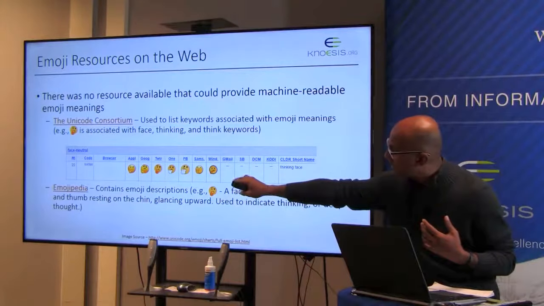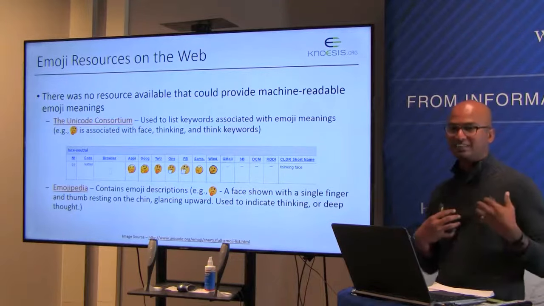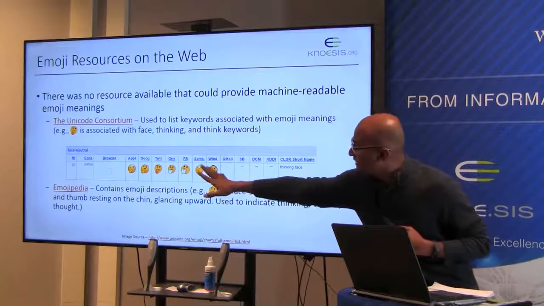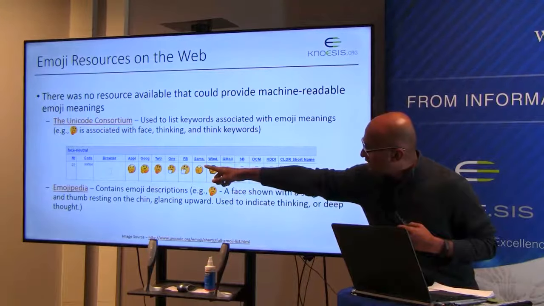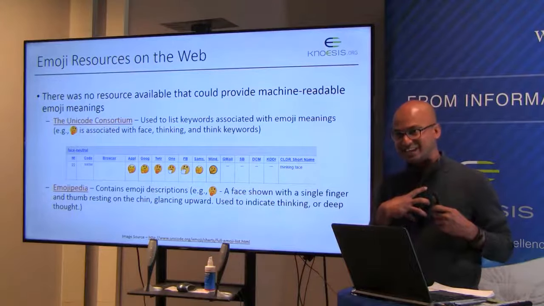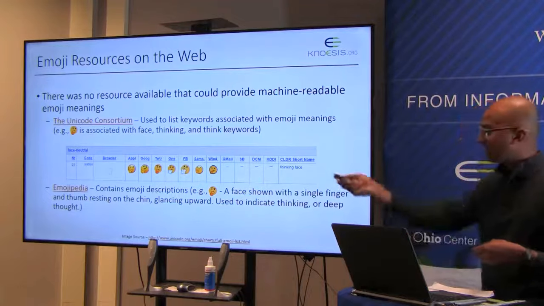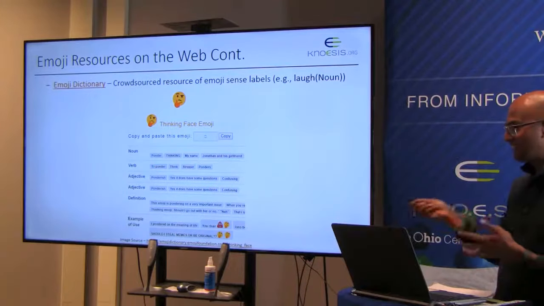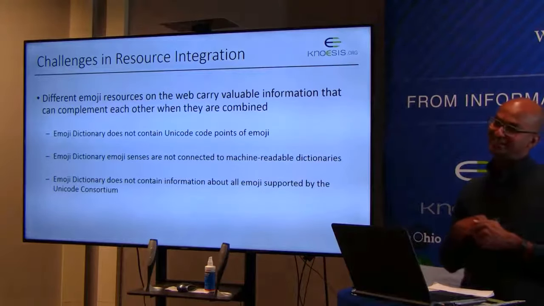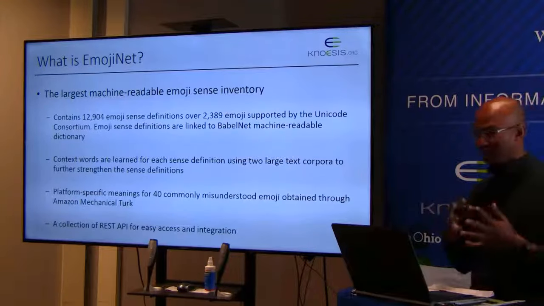If you send me a message using an Apple iPhone, and I'm using a Samsung phone, what you will be sending me is the Unicode code point. Let's say you send me this emoji, you will be internally sending me that Unicode code point, and I will see this image because I have a Samsung phone, and you'll be seeing the Apple version of the image. So that is the primary key if you look at emoji. Unfortunately, Emoji Dictionary does not carry that information, so when it comes to interpreting these results, we could face some challenges.